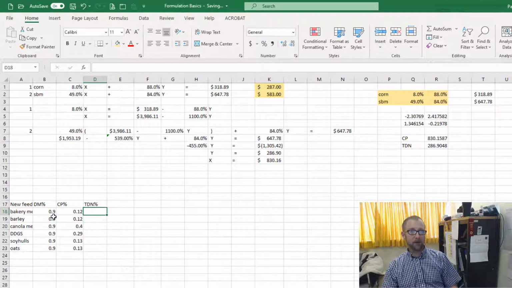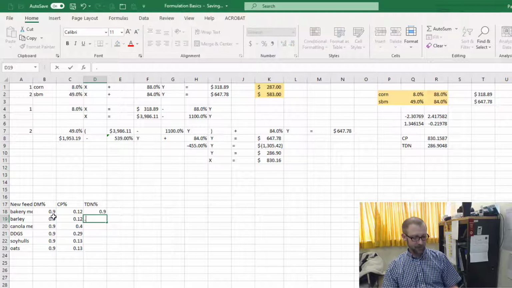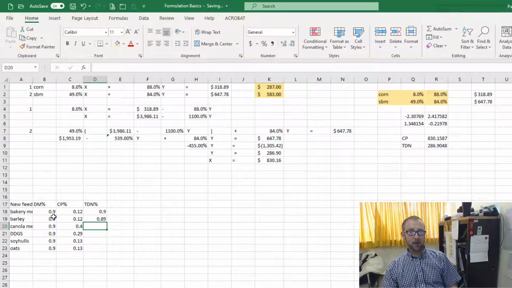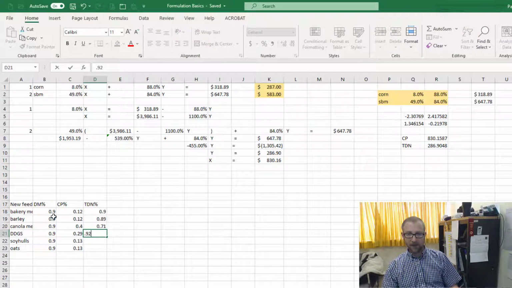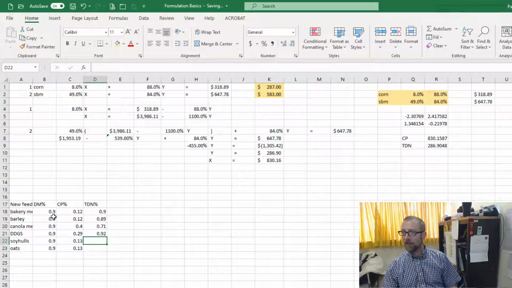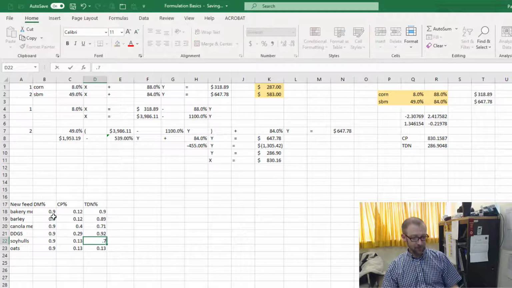The energy levels of bakery meal I have listed are 0.9, and you can find these numbers on the internet. They might be a little bit difficult at times to find. 89%. Canola meal is actually a little bit lower in energy. It's only got about 71% energy, which could make it an interesting feedstuff for a creep feed for your replacement use, but I won't get into that right now. 92% right here, and then we have soy hulls, and oats. Sorry, the soy hulls is 77%, and then the oats are 76%.